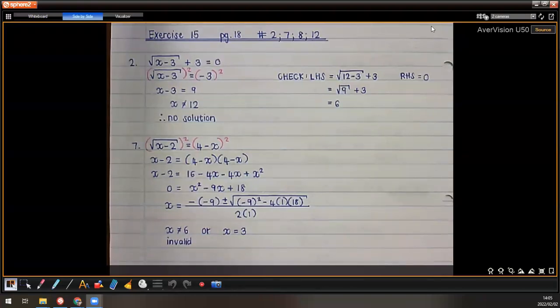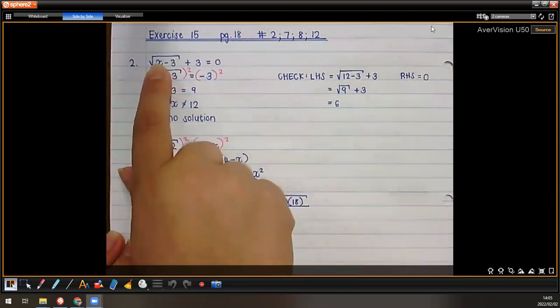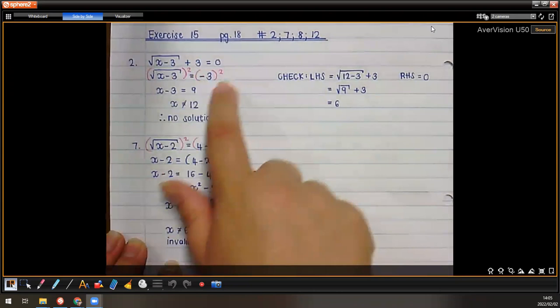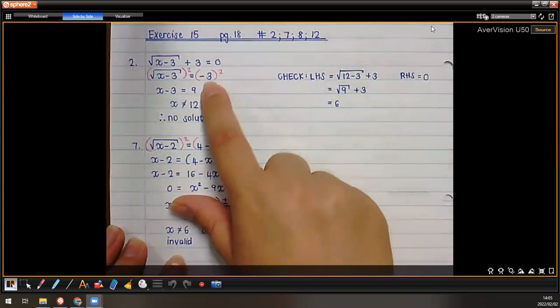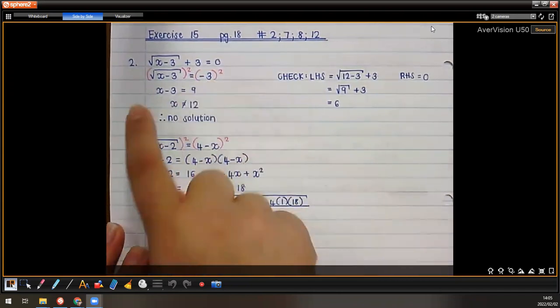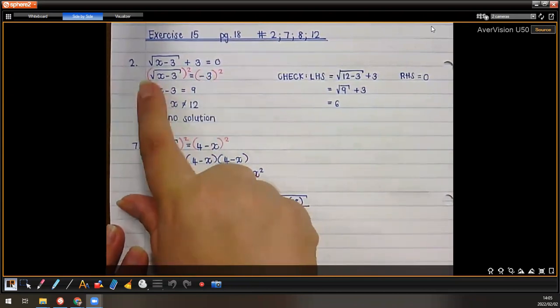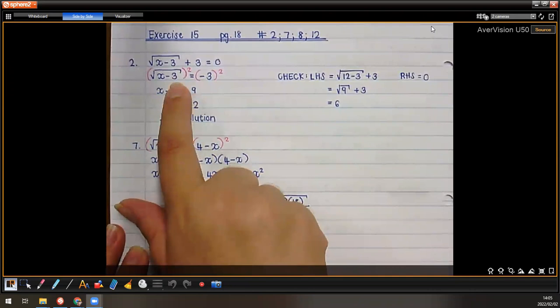Number 2, please. So number 2, you only got one answer, right? So let's just recap. For a radical equation, the variable is inside the square root. You need to isolate the square root firstly. So you move that plus 3 over, it becomes minus 3. Then, in order to cancel out the square root, you have to square both sides. Right? You're left with x minus 3.